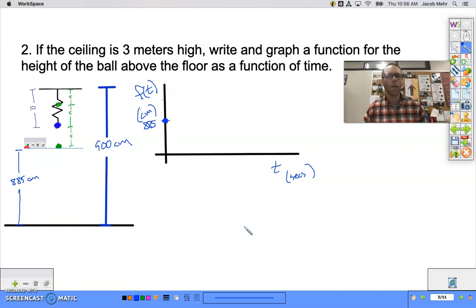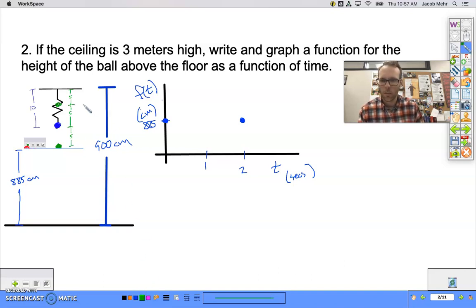Okay. Now what happens when we release this? Well, it's going to go up, isn't it? It's going to go up and come back down. We know it needs to be back where it started at 2 seconds. At 2 seconds, it's back to 885. Where is it at 1 second? Well, like we said before, it's all the way up to the top of its motion at 1 second, which means that it is now at a height of what?